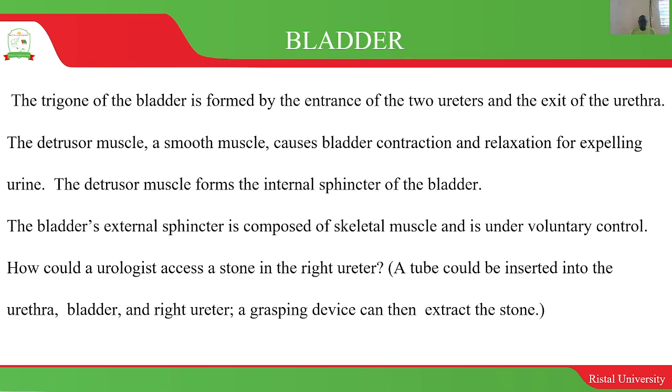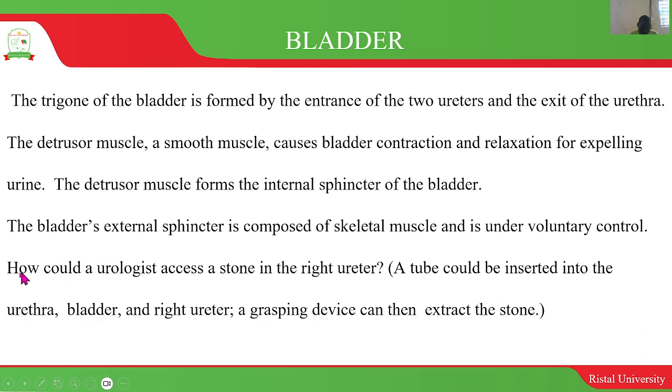The trigone of the bladder is formed by the entrance of the two ureters and the exit of the urethra. The detrusor muscle is the smooth muscle that causes bladder contraction and relaxation for expelling urine. The detrusor muscle forms the internal sphincter of the bladder. The bladder's external sphincter is composed of skeletal muscle, which is under voluntary control, but also there is smooth muscle.